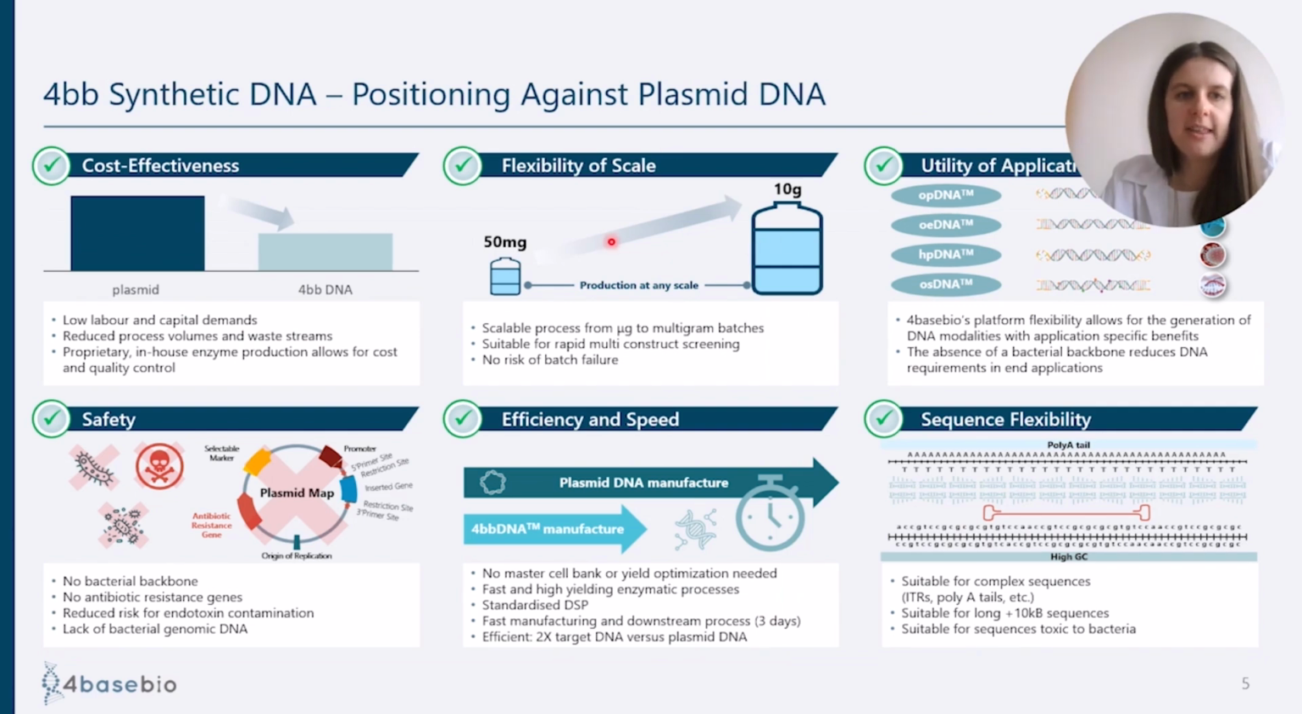So to position synthetic DNA against plasmid DNA, it is extremely cost effective. We're talking about making DNA in a bag rather than a large scale bioreactor, which has low labor and capital demands compared to plasmid DNA. We also have our own in-house enzymes, which allows for quality control and reduced costs. We have very flexible scale, so at GMP we're currently operating between 50 mg and 10 grams, and at RUO grade we are offering from 1 mg.